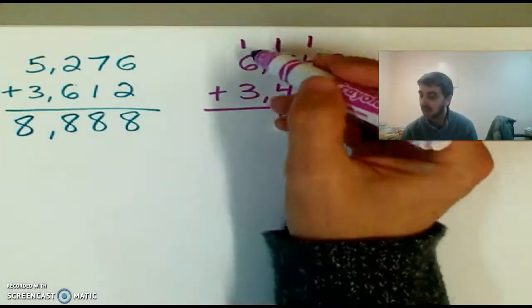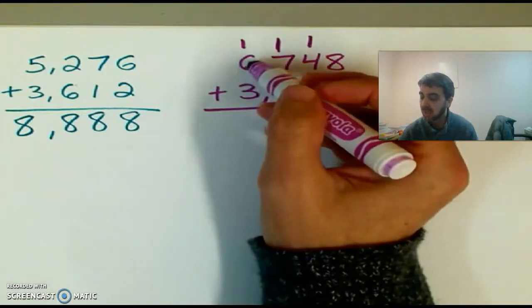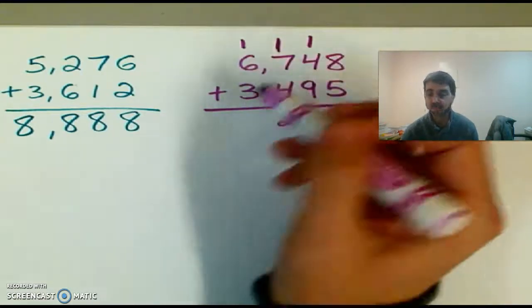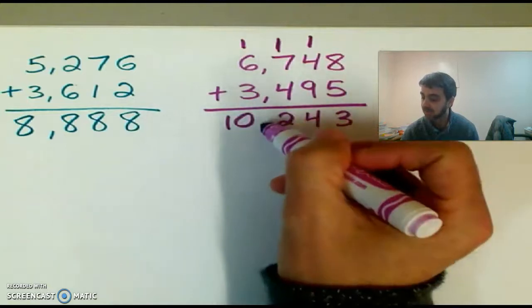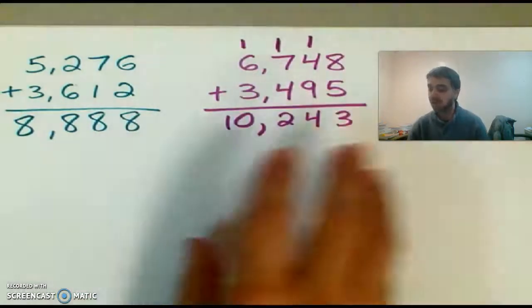And now we have 1 plus 6 plus 3. I know that 6 plus 1 is 7, plus 3 more is 10. So my answer is 10,243. So a lot of regrouping going on there.